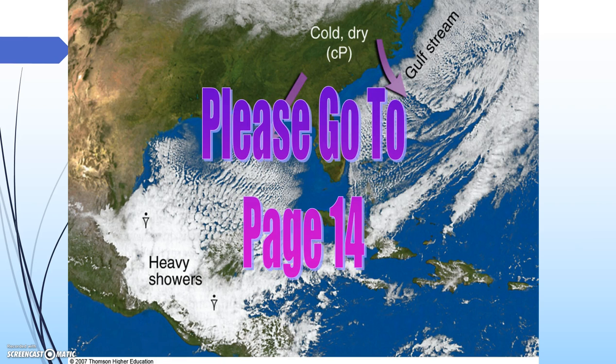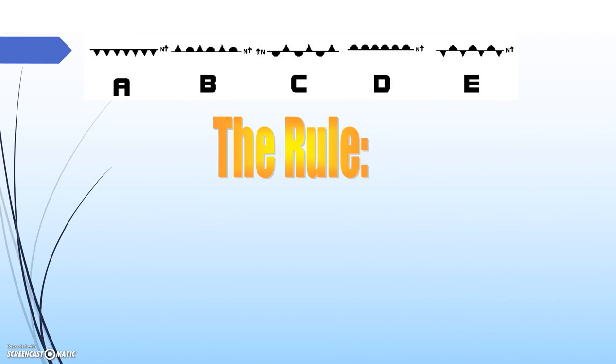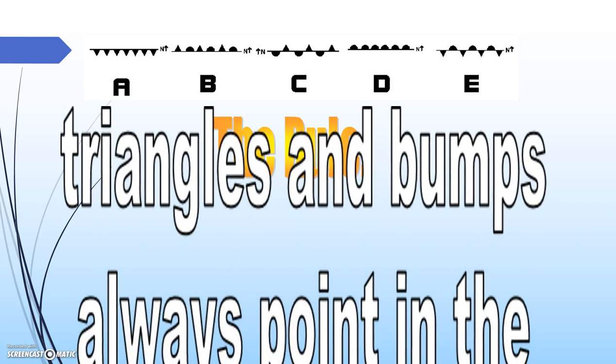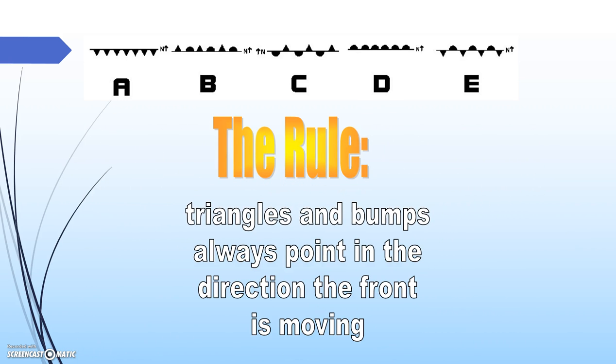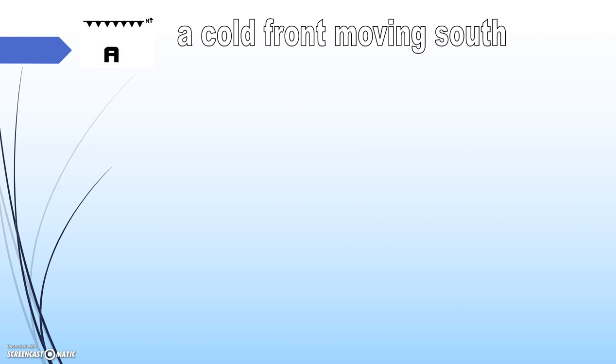Your reference tables, page 14, has the fronts, their symbols, and their meanings. Here are the four types of weather fronts. The rule: triangles and bumps, or the half circles, always point in the direction the front is moving. Example A: a cold front moving south because the triangles are pointing south.